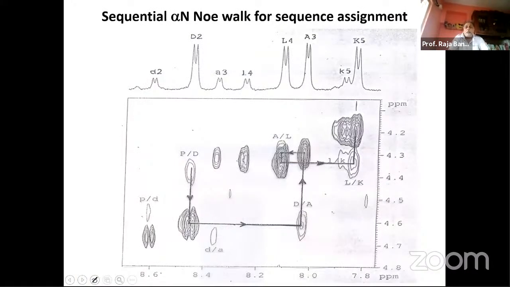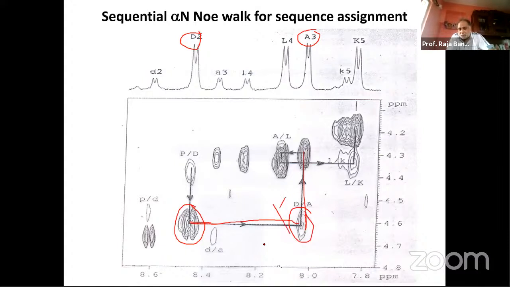Moreover, there is one more important thing, the alpha N NOE walk. I do not know whether you have done this thing. Suppose this is residue number 2, and this is residue number 3. This is the original peak of residue number 2, and then this is the alpha region, and this is the N region. We are getting a cross peak. You find there is no cross peak between this, and no cross peak between this.